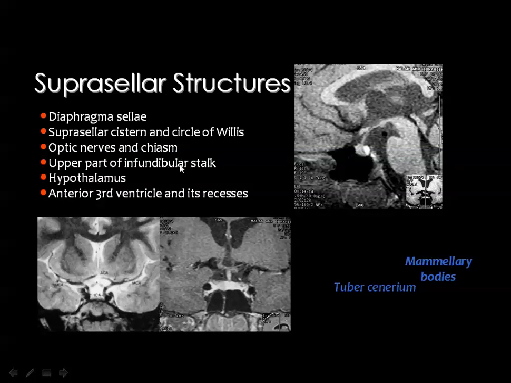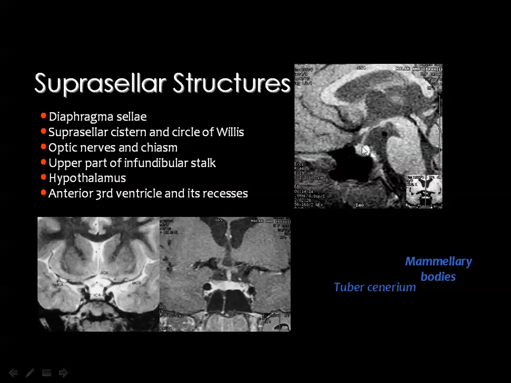Also, the upper part of the infundibular stalk is present in the suprasellar area, and a very important structure, which is the hypothalamus and the anterior part of the third ventricle and its recesses. Then, if you remember in the sagittal images, especially if they are obtained without contrast injection, you can easily discriminate in some cases between the anterior and posterior pituitary because of the increased fat content and the triglycerides of the posterior pituitary, which makes this part brighter in the T1 weighted images.